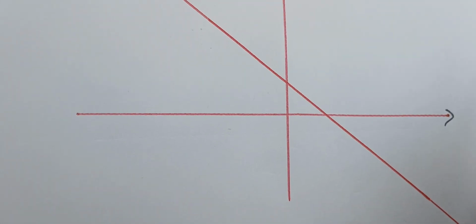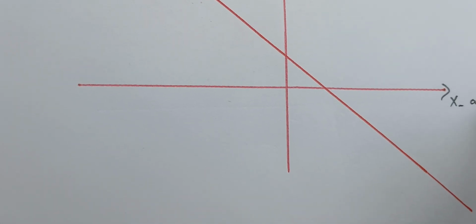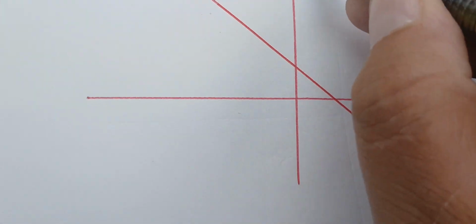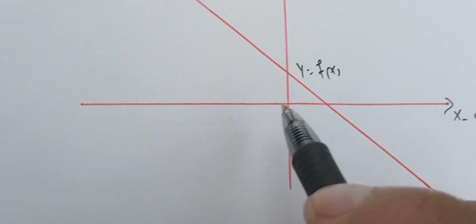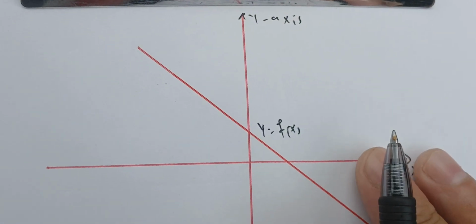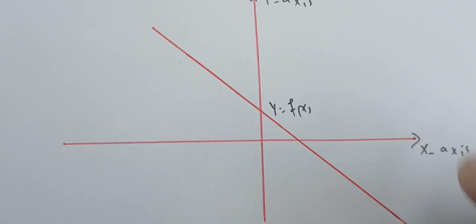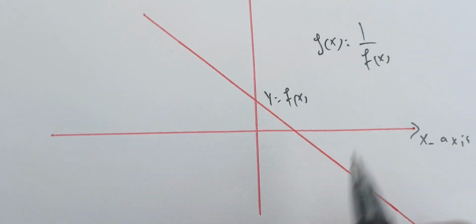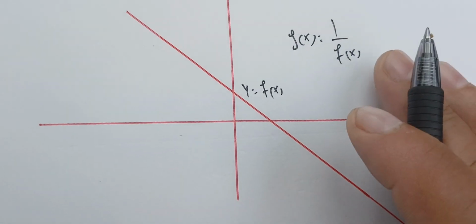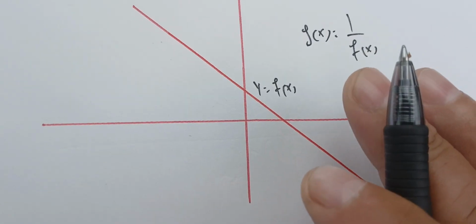In this video, let's first label these: the x-axis, the y-axis. So this is y equals f of x. In this video, we're going to try to graph g of x defined as 1 over f of x. So we're going to work something simple, and from this we're going to learn a lot.